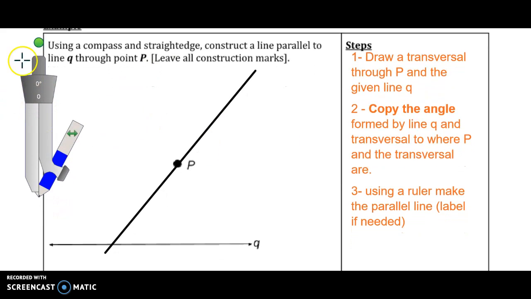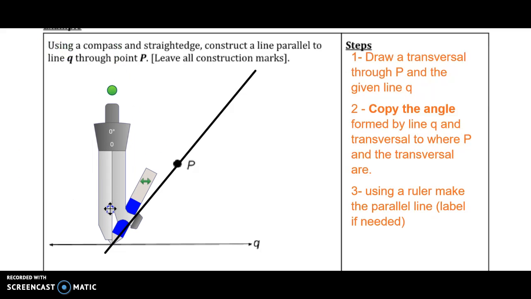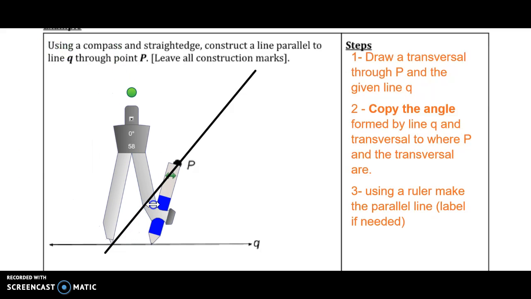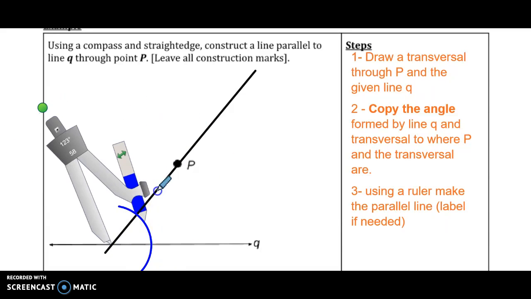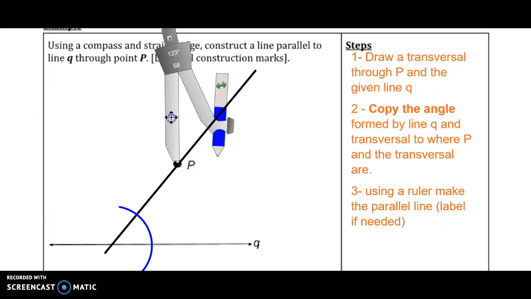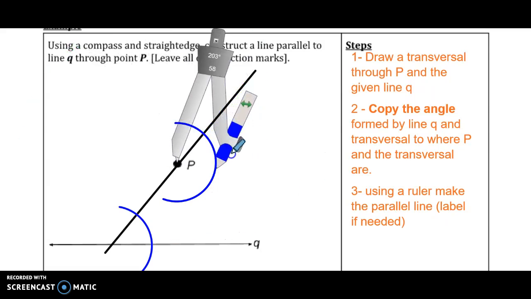What we're going to do now is we're going to use your favorite construction and we're going to copy the angle. So we're going to put our compass on the vertex formed by the transversal and line Q, and we're going to make our first arc for copying the angle. We will transfer our compass up to point P and again make a nice big arc.